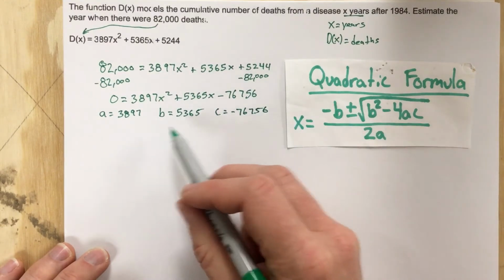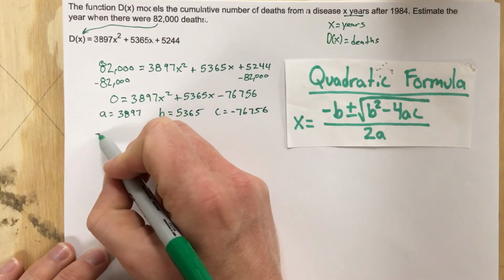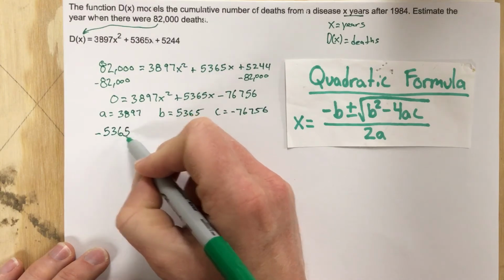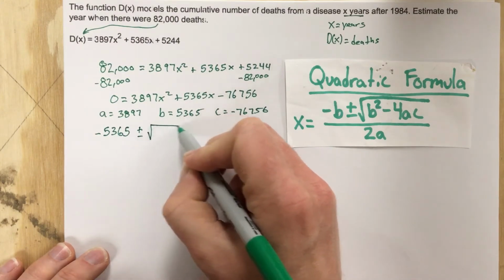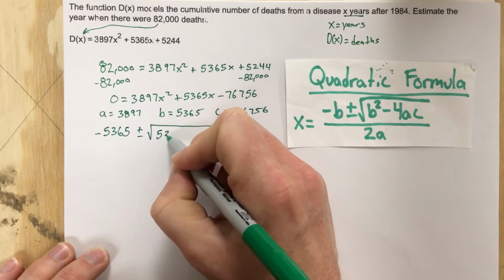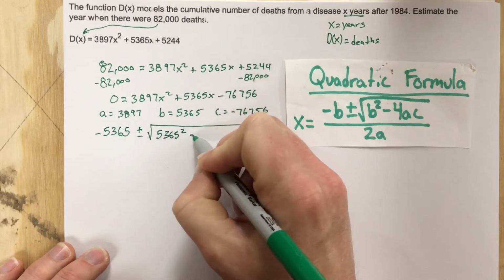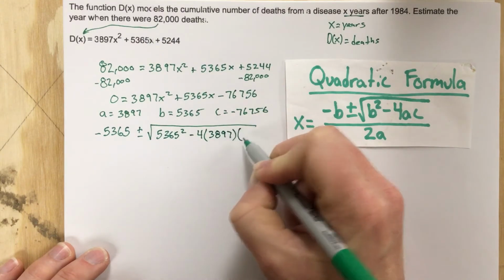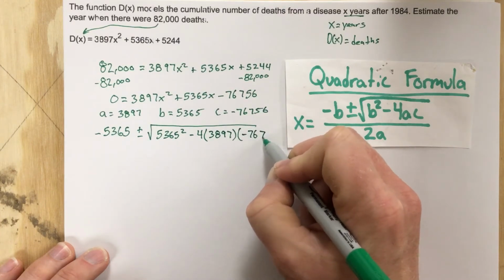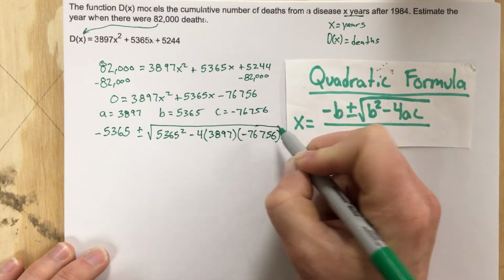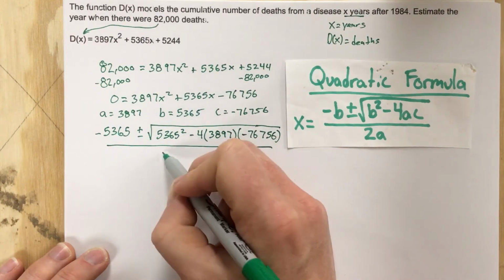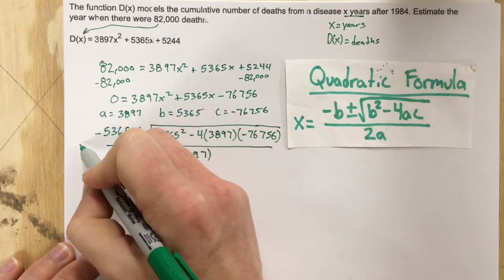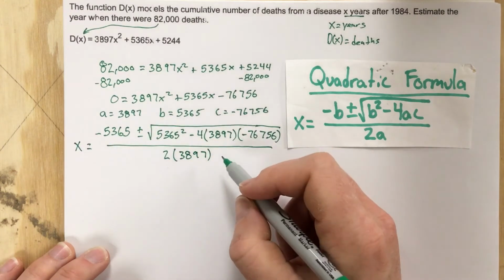So let's plug these numbers into the formula. You have negative 5,365 plus and minus root, 5,365 squared minus 4 times a, which is 3,897, times c, which is negative 76,756. And that's all over 2 times a, which is 3,897. Remember, this is x equals this. We're looking for the years, that's what x is.